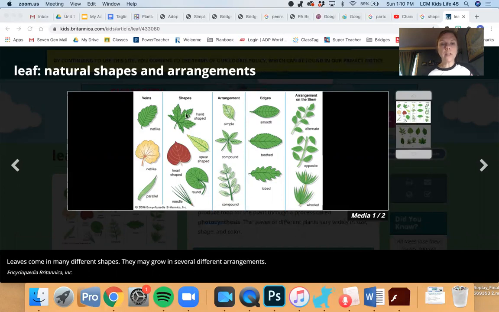Over here, we can look even further. We have a hand-shaped leaf, a spear-shaped leaf, a heart-shaped leaf, a round leaf, and a needle leaf. We can even go so far as to really look at the veins on the leaf. It's almost like it forms a net over here, or it could be more parallel. We're really going to be focusing here on this shapes side and this edges side. So let's look over here at this other slide.